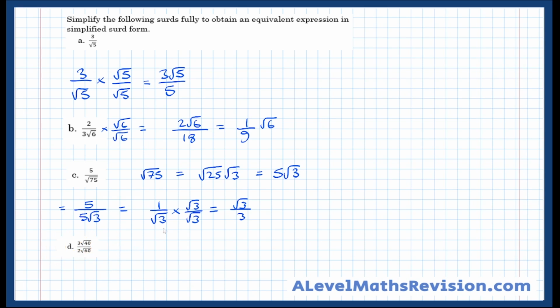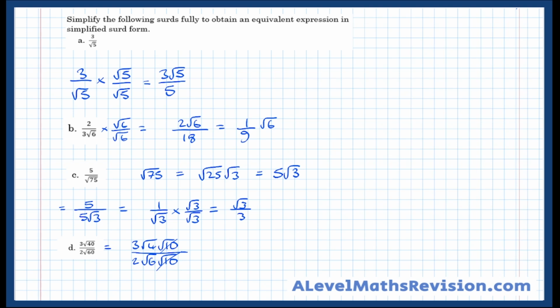So 3 over 2 root 40 over root 60. Notice that the top and the bottom can both be simplified. So if you want to clean run it, you should pause the video, have a go. But as is usually the case, I'll continue. So that becomes 3 root 4 root 10 over 2 root 6 root 10. And notice we've got root 10 divided by root 10.